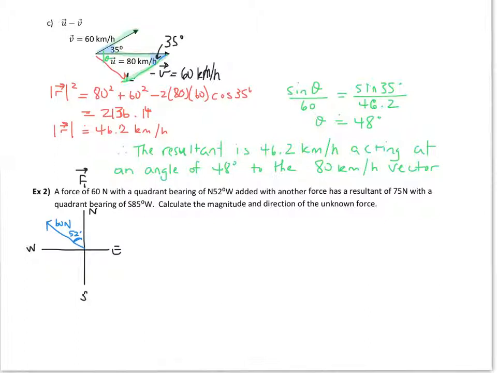To that we would add a force, and then the resultant is going to be our 75 newtons. Its quadrant bearing is south 85 degrees towards the west. So it's super close to the west. Okay, and this angle in here is our 85 degree angle. So south, but veer 85 degrees towards the west. And that one has a magnitude of 75 newtons. What we need to figure out is our force 2, what we're adding to force 1. So force 2 would join from the head of that first vector to the head of the resultant.